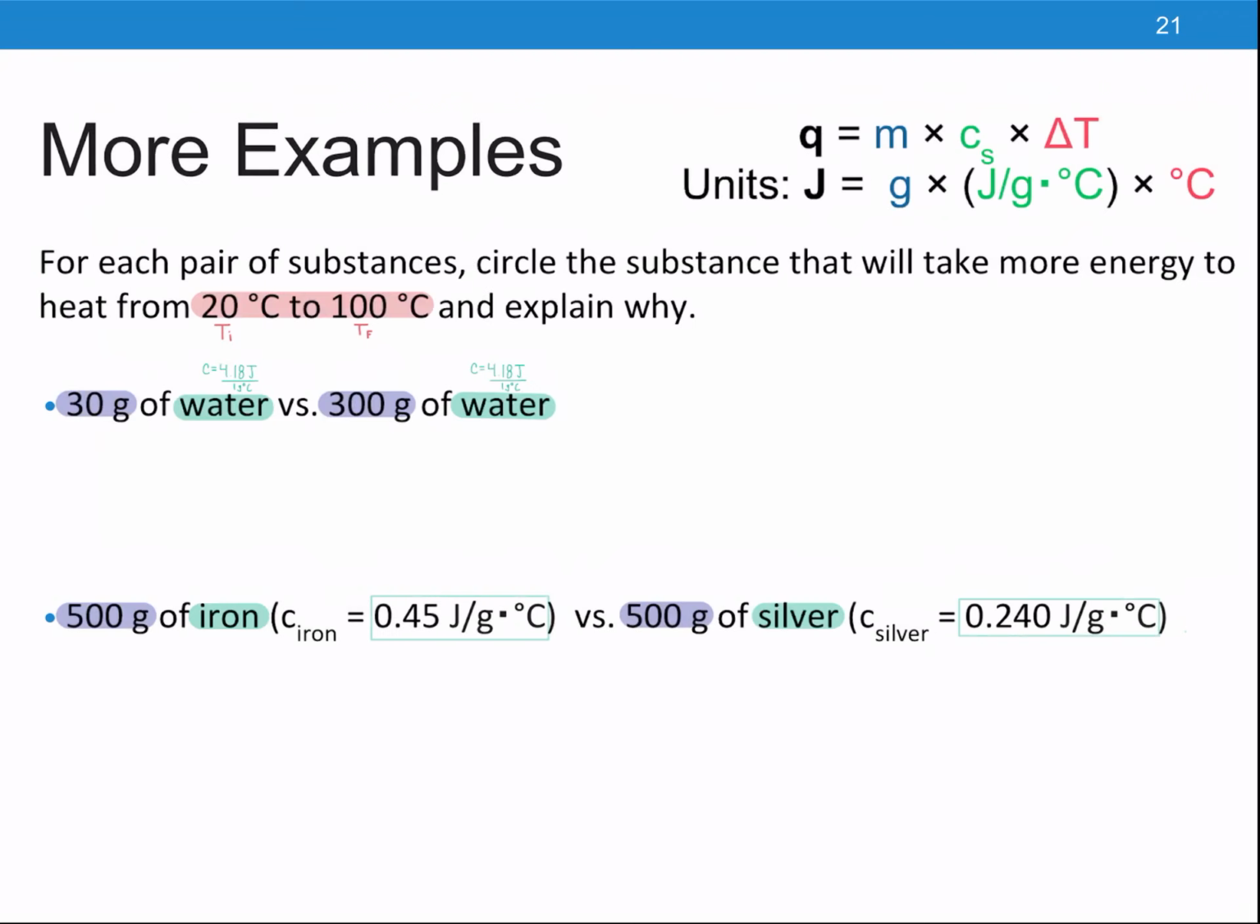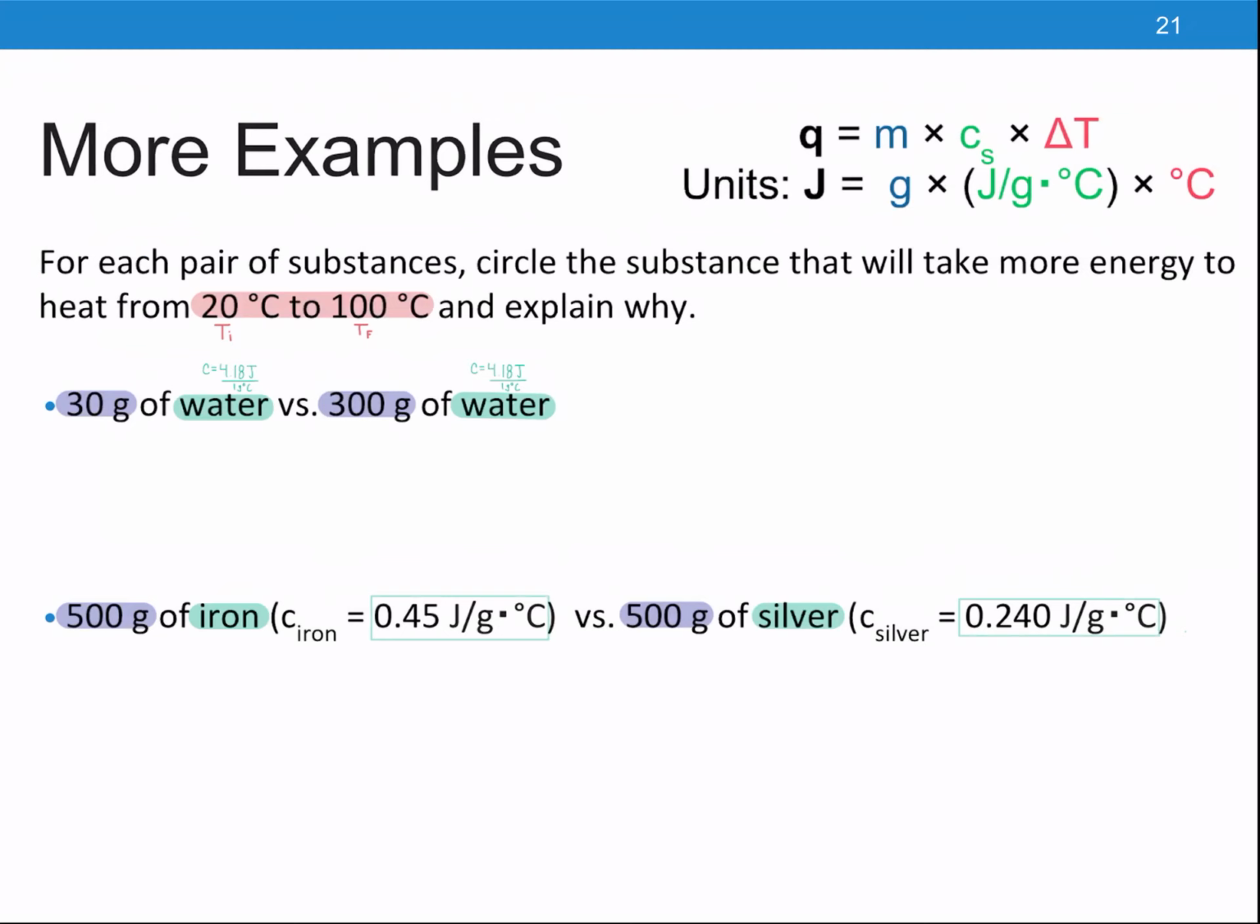And I outlined it a little bit for you guys to help you with placing things in the correct spot. But please pause the video and try calculating the amount of energy, or Q, for each of these substances. When you're ready for the answer, press play.